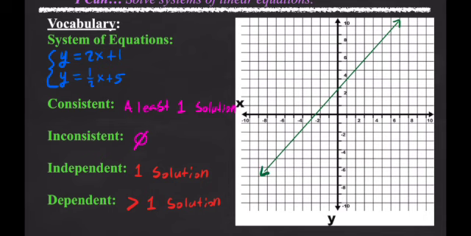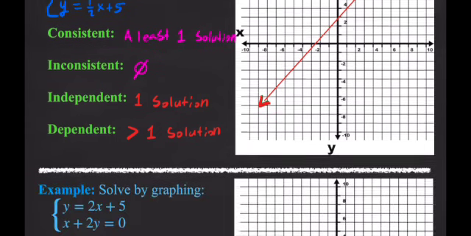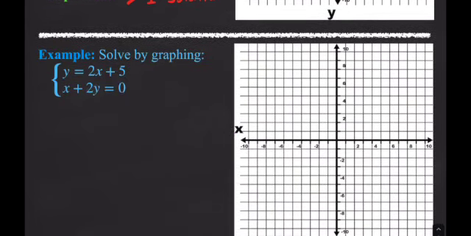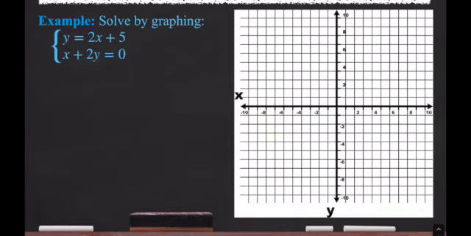Another example, let's leave this green line on here. For it to be consistent and dependent, they must be the same line. So if we have the red line over the green line, that is consistent yet dependent because they are the same exact line. So that's a little bit of vocabulary. Let's go ahead and actually graph a few and solve a few systems of equations.